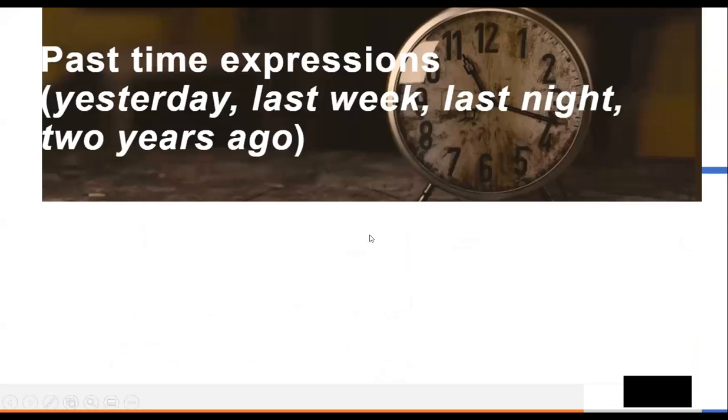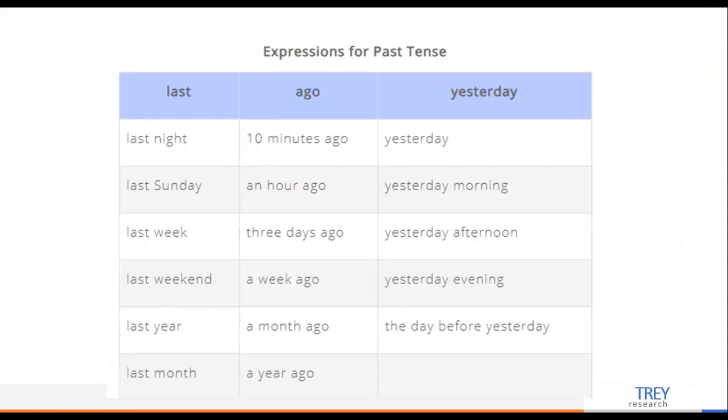Unit 7. I'm sorry. Past time expressions: yesterday, last week, last night, 2 years ago. In this moment, I'm going to give you an overview of the main three words to make time expressions to talk about the past. Vamos a hablar de estas palabras, tres palabras principales para armar expresiones de tiempo en el pasado. Okay? So these are the ones. So you have last, ago, and yesterday.